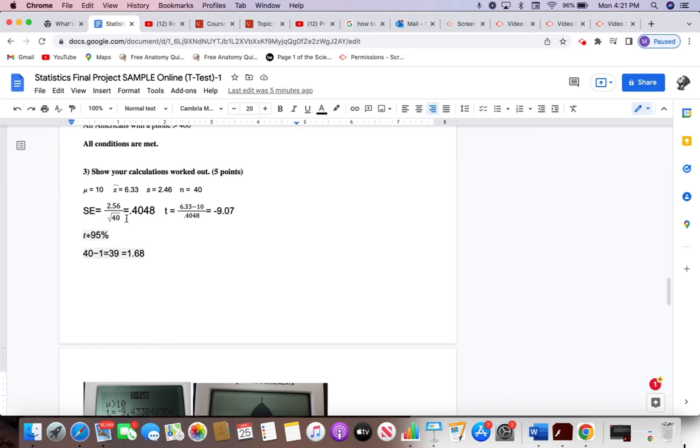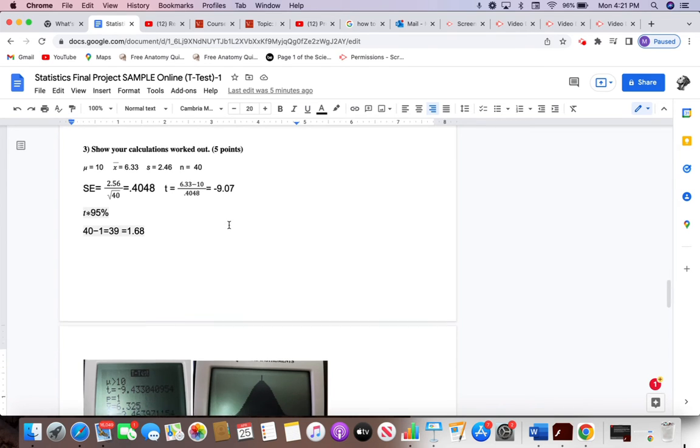My standard error is 0.4048, using this equation. And for my t-score, I used this equation and I got negative 9.07.